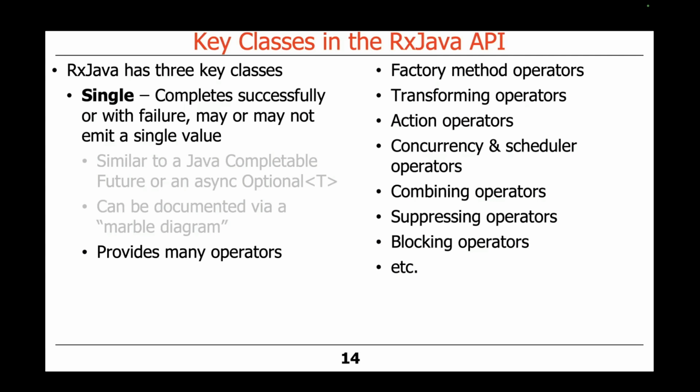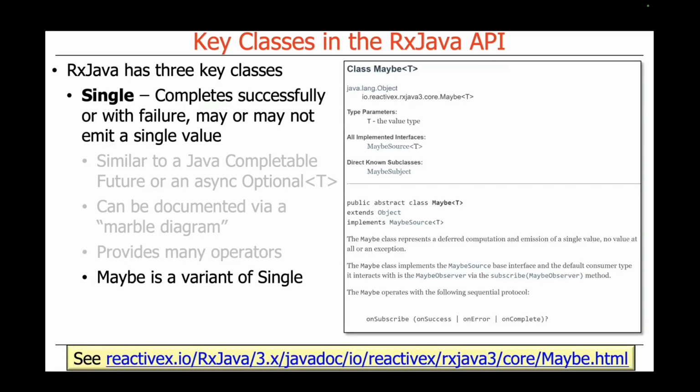We're not going to talk a lot about singles in this class because we're going to focus more on flowables and parallel flowables and observables, but just be aware that there are singles out there that are useful for certain things. There's also a variant of a single in RxJava called a maybe, which may emit a value, or it may emit nothing, or it may throw an exception.